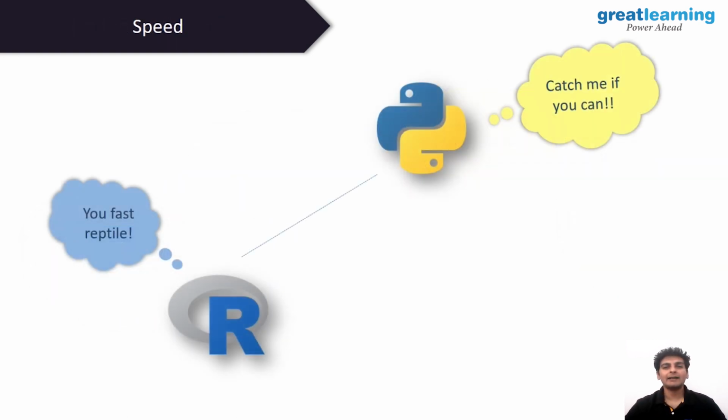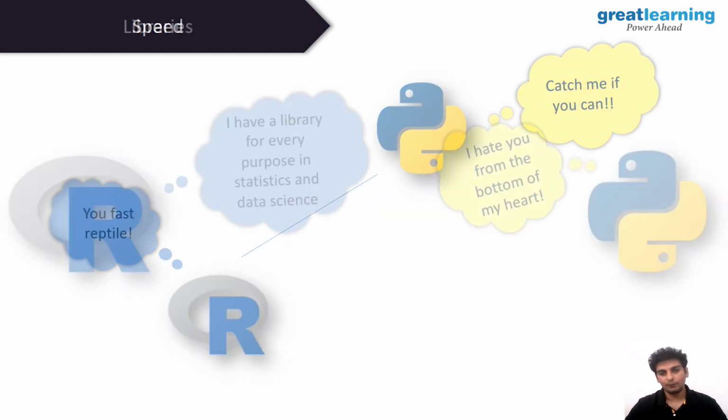Now, let's compare their speeds. So simply put, Python is much faster than R. So if we take two for loops and if we run these two for loops, then the Python for loop would be at least 1.2 or 1.5 times faster than the R for loop.